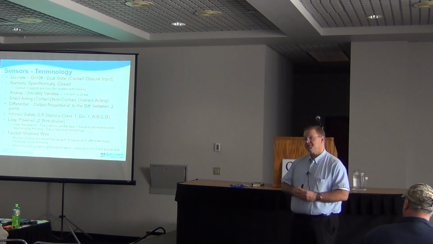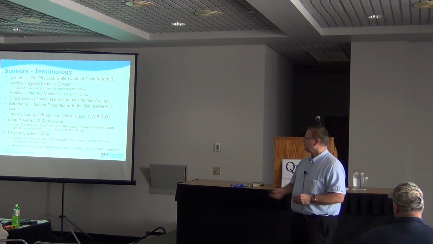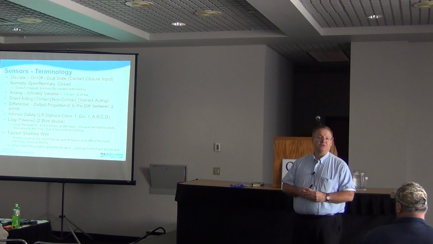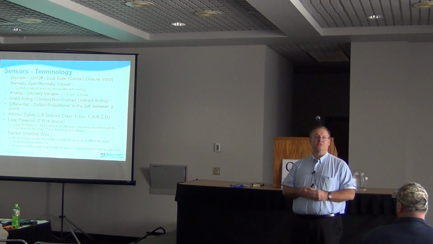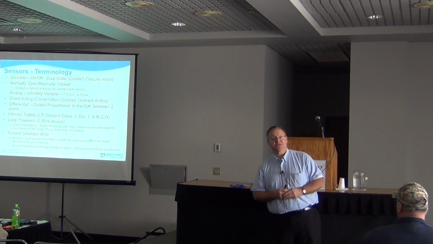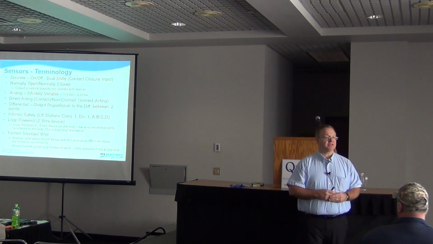So it just kind of regulates the amount of current going through it. Twisted shielded wire pairs, these are important to use on your analog sensors. What they do is they protect those wires from induced electrical noise and voltages that can come into your system. Also help protect from transients that might occur.